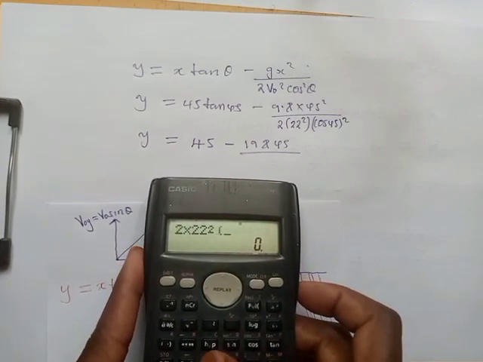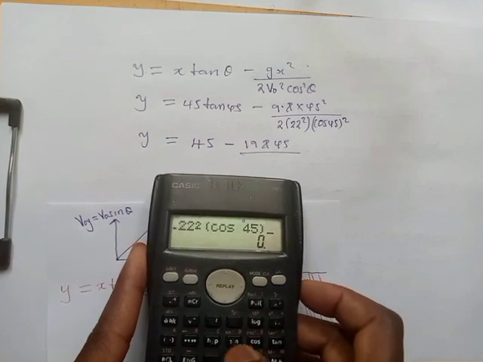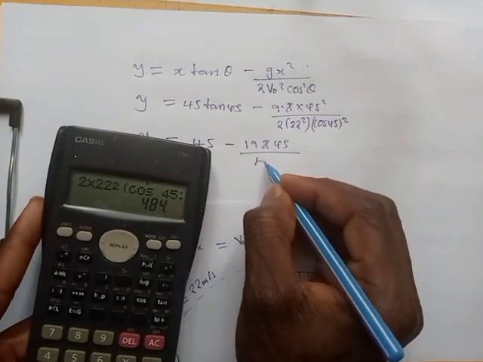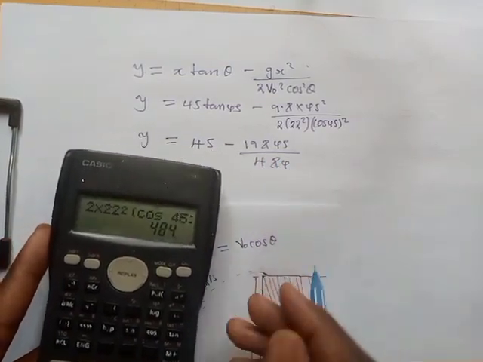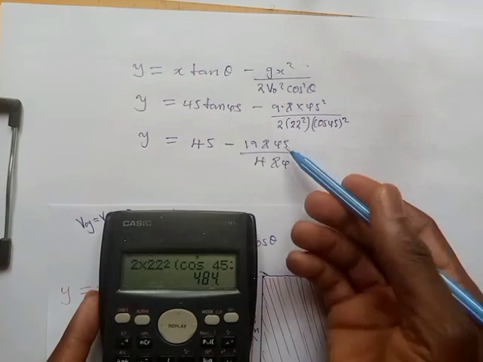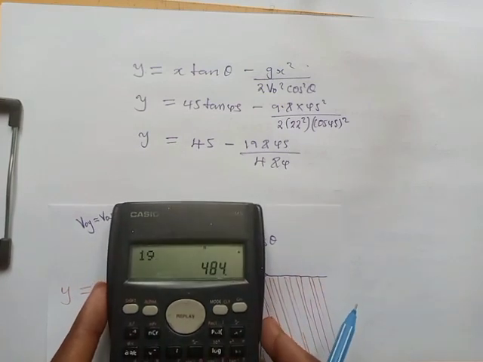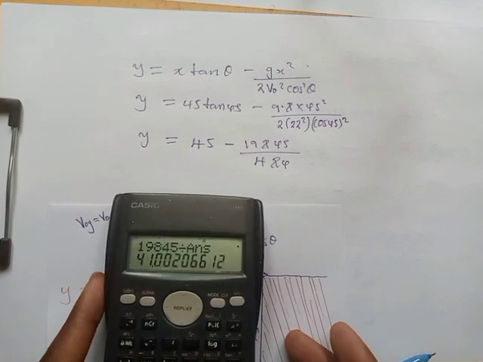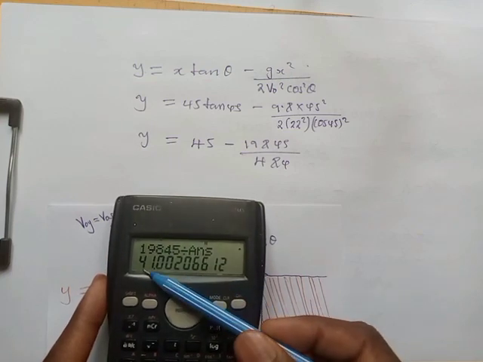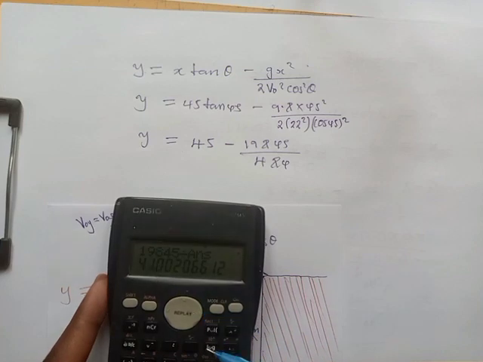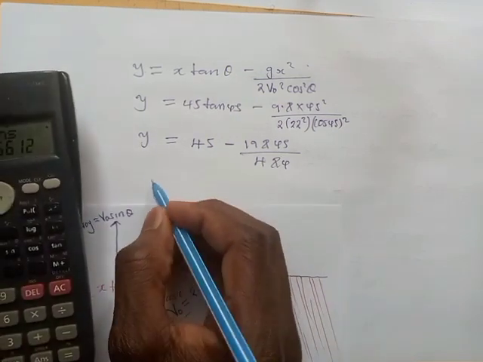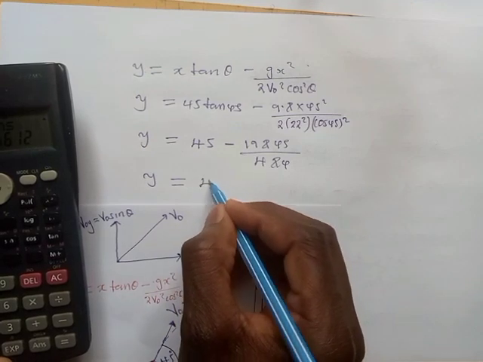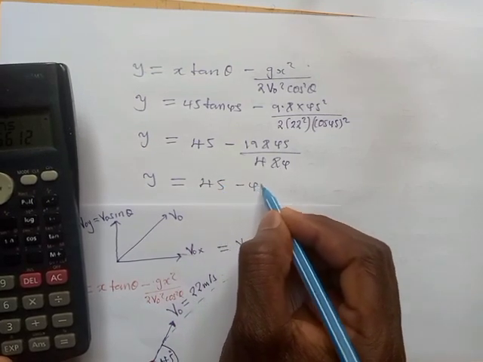And I'll say open bracket cos 45. I'll also square this. So I'm getting 484. So if you try to divide this into the top part, I'll say 19,845, divide this by the answer. So we are getting 41. So meaning that y has to be equal to 45 minus 41.